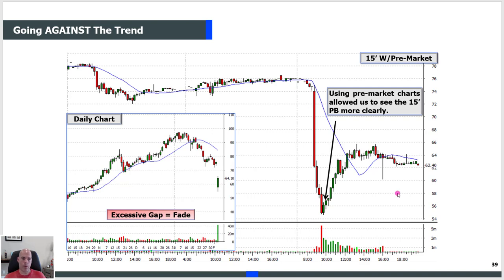Now, why would we buy this then? Because this is the exception to the rule. This is a parabolic or climactic setup where the stock was at 76 bucks and it dropped to 54. That is a massive drop. And it's not just any old drop. It's a massive drop on massive volume.